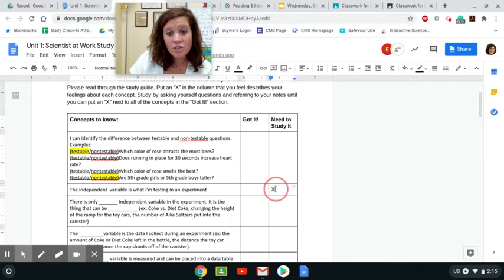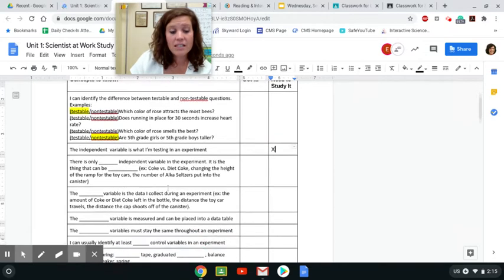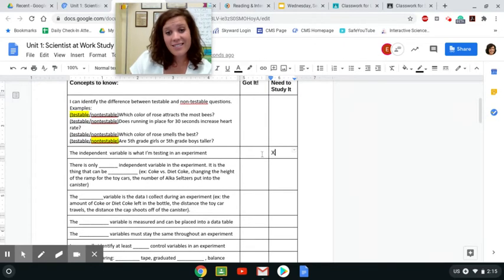What I would like for you to do is go through the rest of this, see what you can do by filling in these blanks, and then decide, do I got it or do I need to study it? And then what you're going to do is look at all these need to studies, study those things, and then ask yourself this again. Can you move that X over to got it? If you can, then move on to the next need to study it.